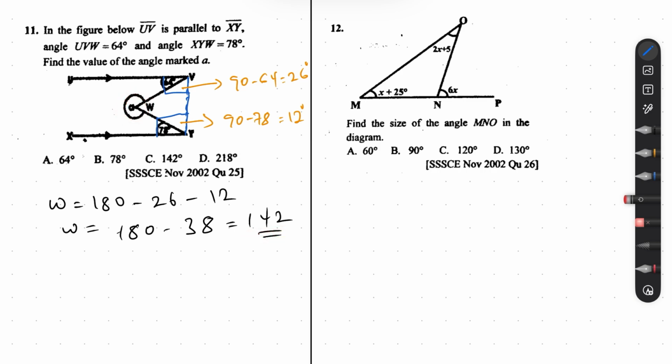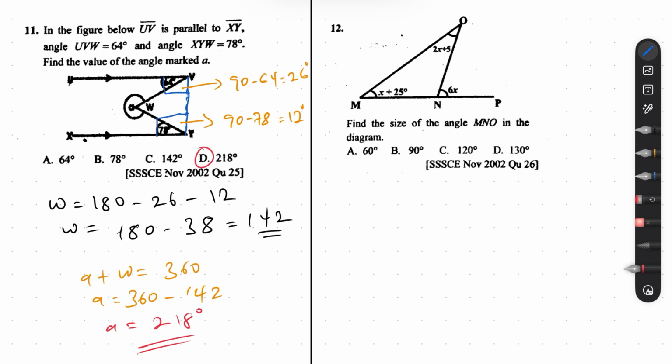We find A by subtracting 142 from 360, because the angles at a point add up to 360. So A plus W should give us 360. A is equal to 360 minus W, and we know W is 142. So our answer for A is 218.